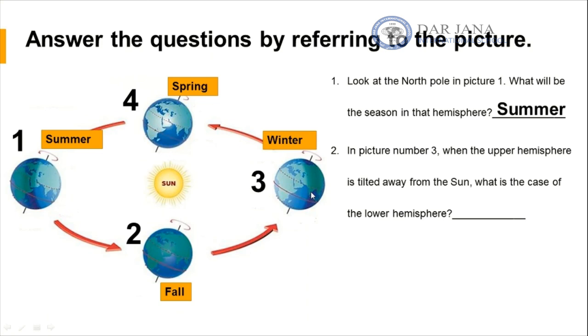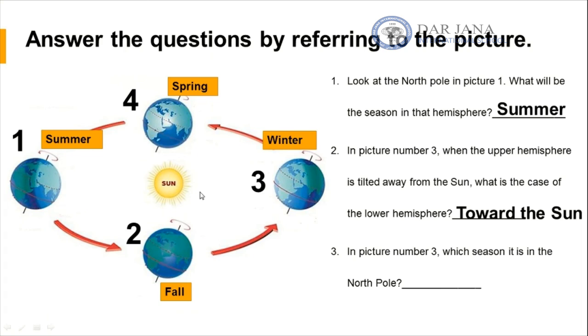Listen carefully. When the upper hemisphere is tilted away from the sun, what is the case of the lower hemisphere? So if the upper half is tilted away, what about the lower half? It will be tilted toward. So put in mind they are the opposite. When the upper hemisphere is having winter, the lower hemisphere will have summer. So pay attention. But in this picture we are focusing on the northern hemisphere or the upper hemisphere.